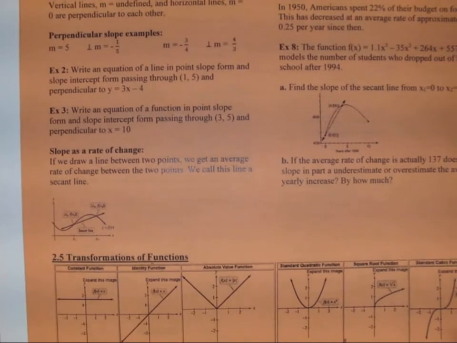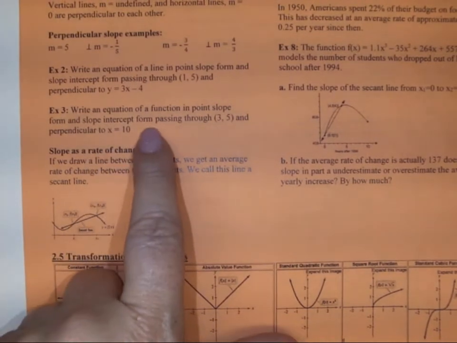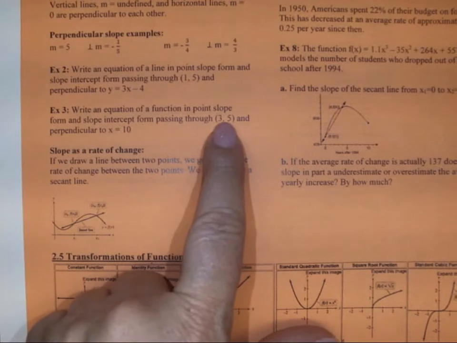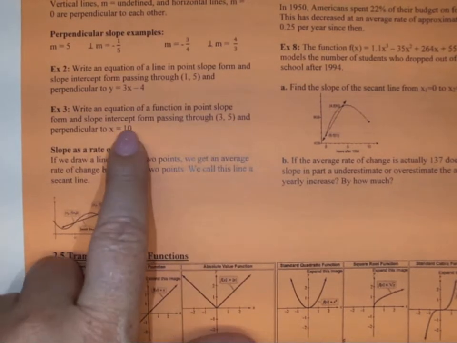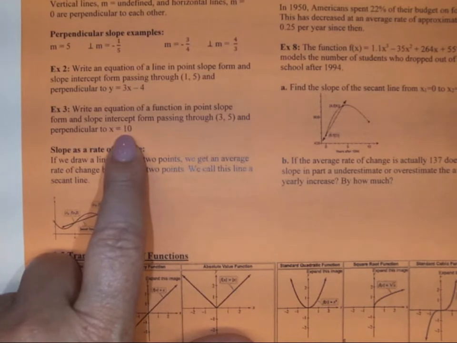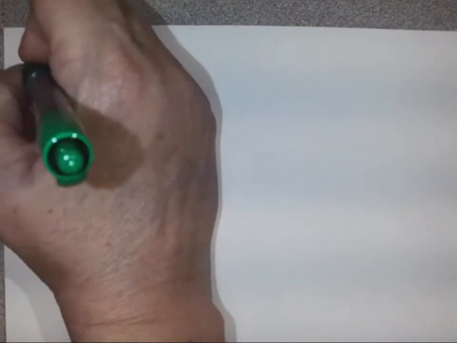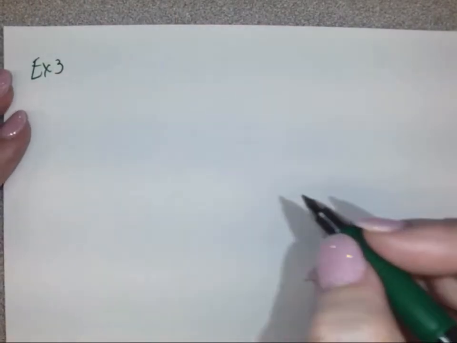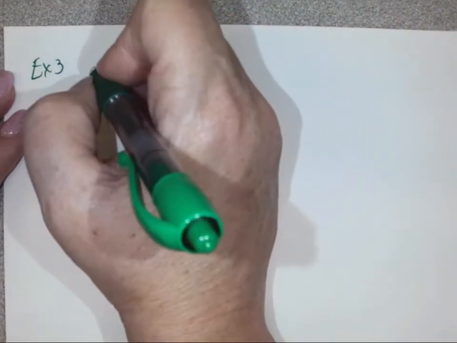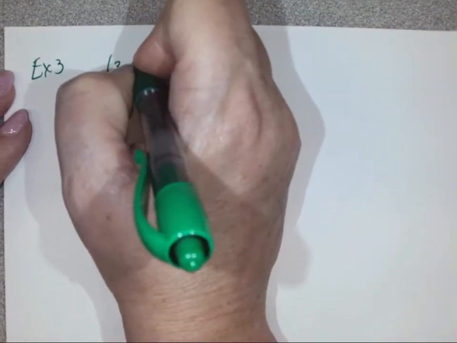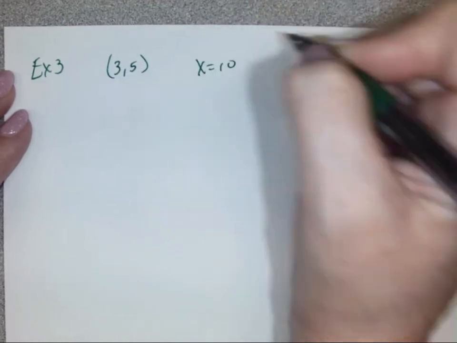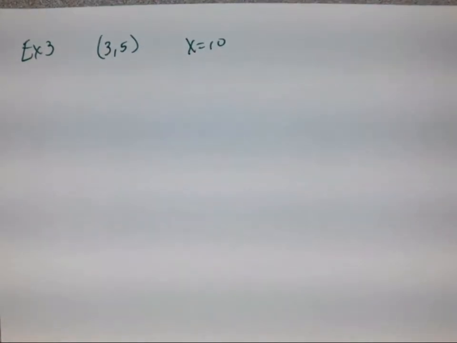Write an equation of a function in point-slope form and slope-intercept form passing through (3, 5) and perpendicular to x equals 10. With x equals 10, we have to remember what our slope is for that. So example 3, we are given our point of (3, 5), and we're looking at x equals 10. When we're looking at x equals 10, that tells us it's a vertical line.